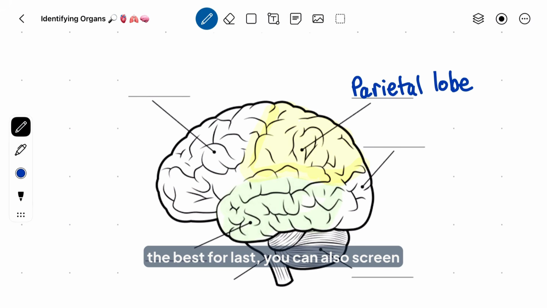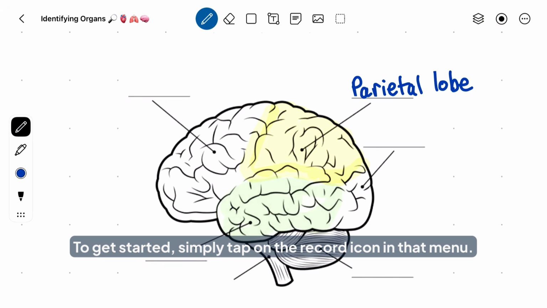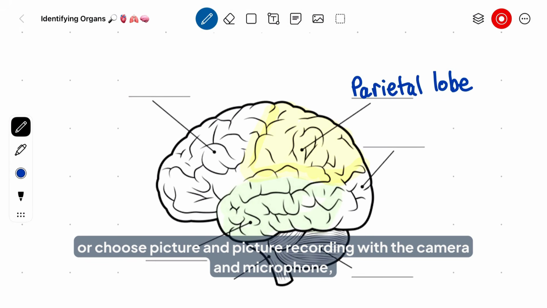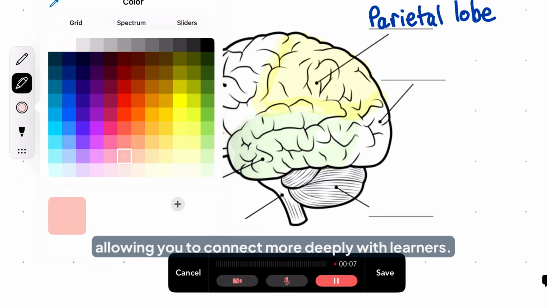Saving the best for last, you can also screen record a lesson or explanation shared on a Canvas. To get started, simply tap on the record icon in that menu. You'll have the option to choose to record the screen only, or choose picture-in-picture recording with the camera and microphone, allowing you to connect more deeply with learners.